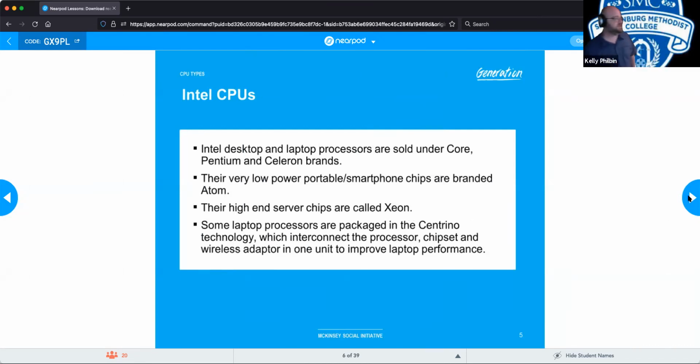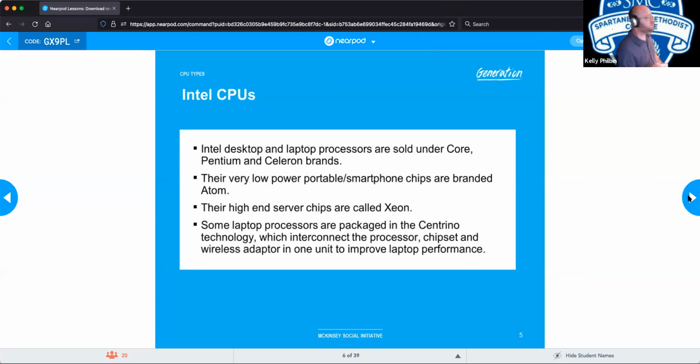First up, Intel. You do need to know the naming styles for these chips, at least up to about 4 years ago. They are desktop and laptop processors for Intel typically. They're sold under different names like Core, Pentium, Celeron, things like that. You will need to know that when somebody's mentioning these naming types, that immediately guides you towards Intel, especially for the exam itself.